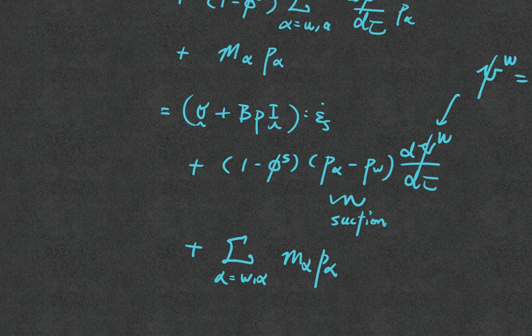Okay, it's the same thing here. It's not the pressure itself that triggers the phase change, it's the difference between the two pressures. If they're in equilibrium, if they're identical, you cannot change the degree of saturation. Okay, does that make sense?